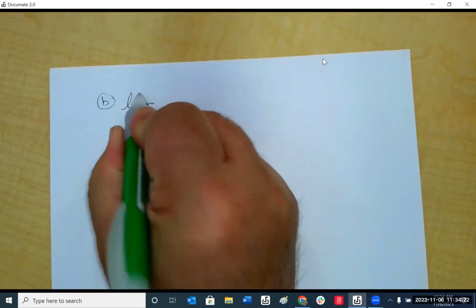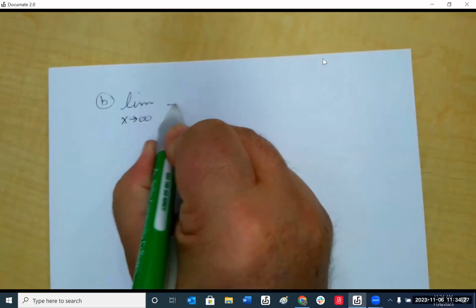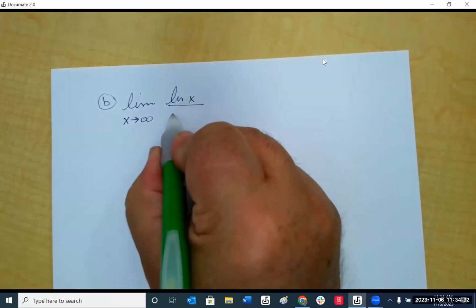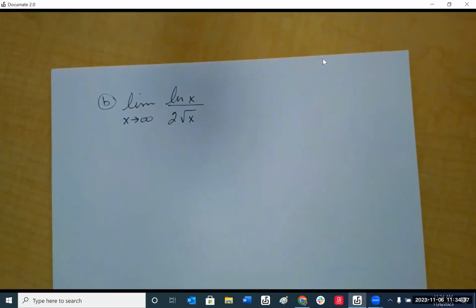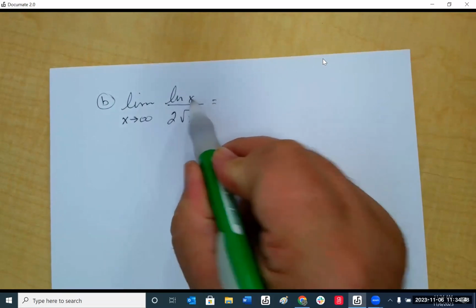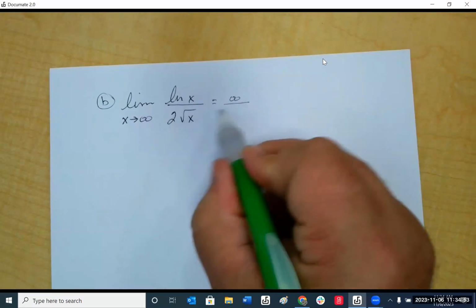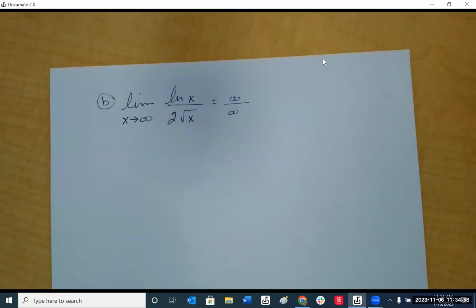The limit as x approaches infinity of natural log of x over 2 radical x. Ln at infinity is infinity. 2 times the square root of infinity is still infinity. So it's indeterminate. It's infinity over infinity.